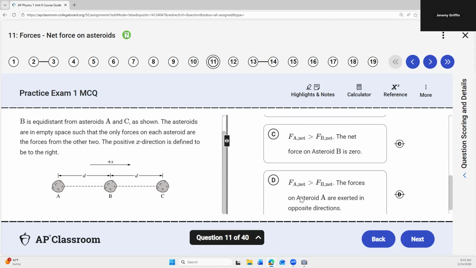Let me make sure it's not D though. The force on asteroid A exerted... that's definitely wrong on D, the opposite direction. It's got to be C. It is C. All right, you guys give us C.